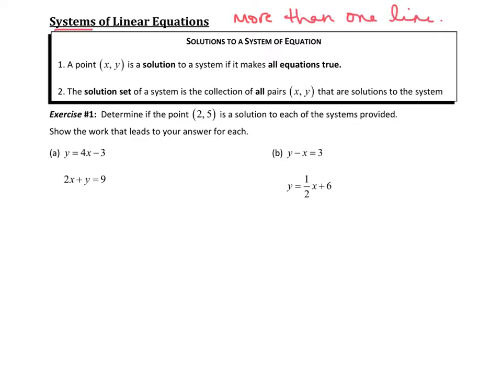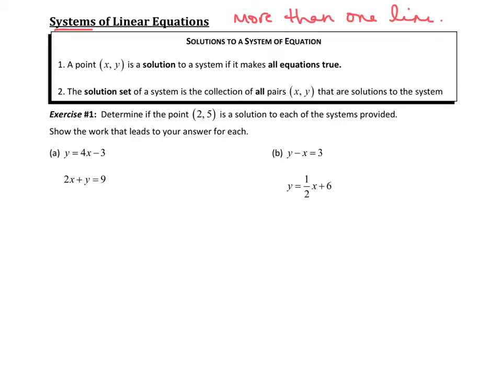Okay, we use this word system to basically indicate that we have 2 or 3 lines. Generally, we're just going to have 2. If we have 2 linear equations that are graphed on the same graph, or if we are doing operations with them, that is called a system of linear equations.